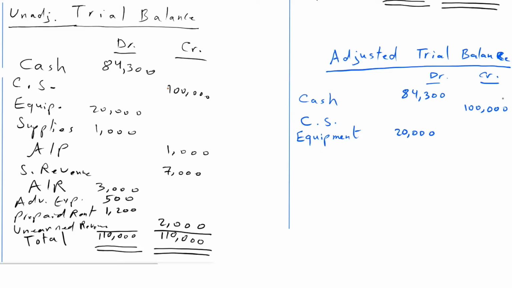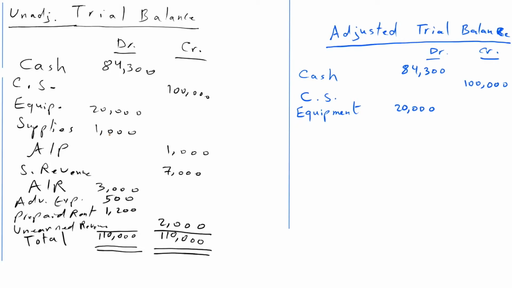By the way, when you prepare the trial balance, either the unadjusted or adjusted, usually you start with the asset accounts first, and then liabilities, and then equity, and then revenue, and then expenses. I'm going to skip putting them in order, but usually, officially in accounting systems, they have to go in that order.